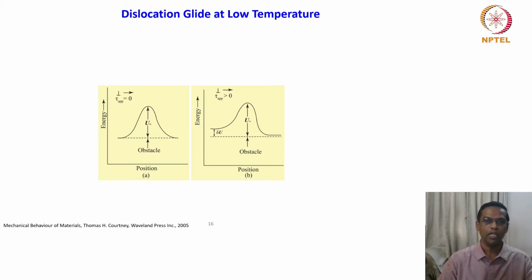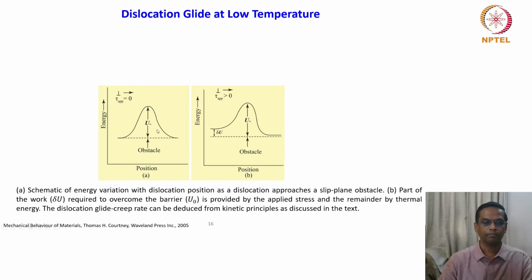Otherwise, whether the thermal activation alone has to do the job or the applied stress has to do the job. So this is a kind of an activation barrier. How the applied stress is going to aid this or modify this profile, this is what we are going to see. A schematic of energy variation with the dislocation position as the dislocation approaches a slip plane obstacle. And what is shown in B: suppose the applied shear stress is greater than 0, then it just alters this profile. The energy required to cross this barrier is altered.